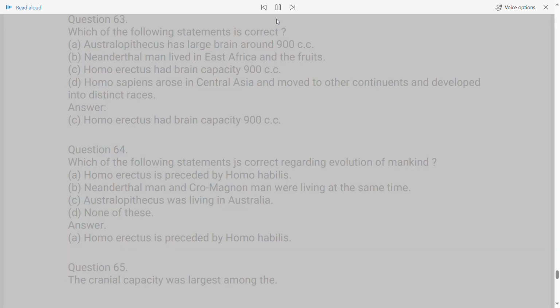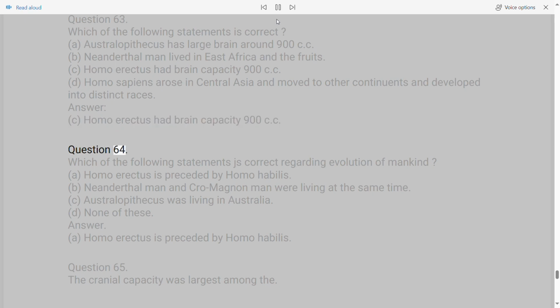Question 63. Which of the following statements is correct? A. Australopithecus has large brain, around 900 cc. B. Neanderthal man lived in East Africa and ate fruits. C. Homo erectus had brain capacity 900 cc. D. Homo sapiens arose in Central Asia and moved to other continents and developed into distinct races. Answer. C. Homo erectus had brain capacity 900 cc.